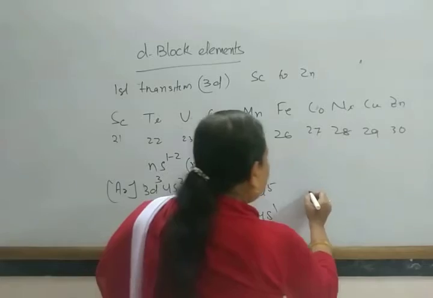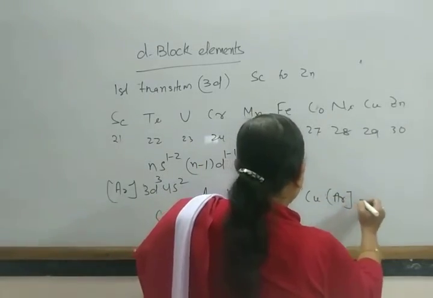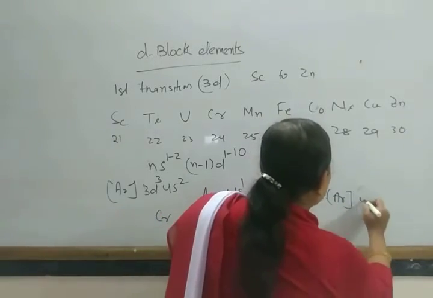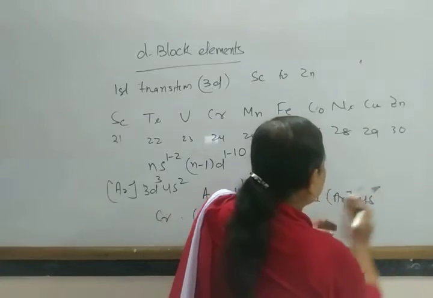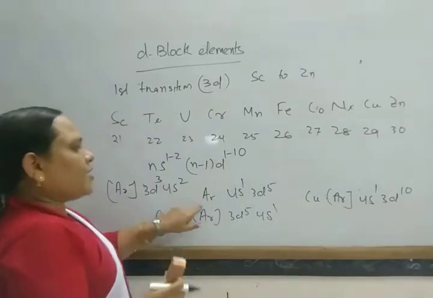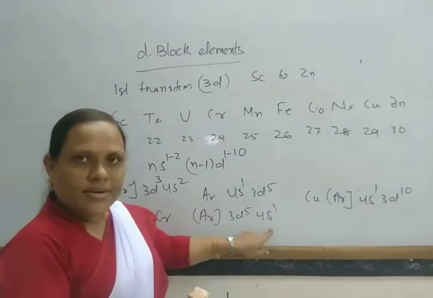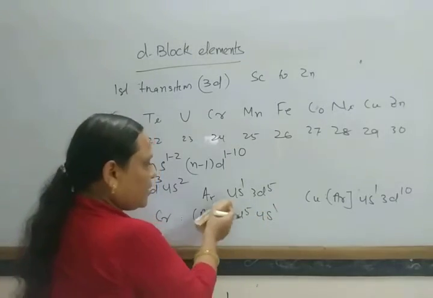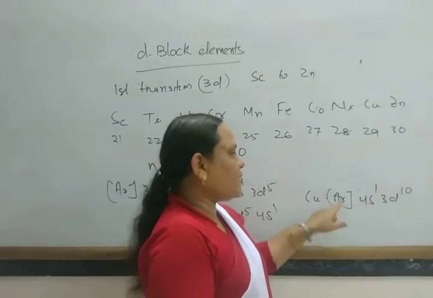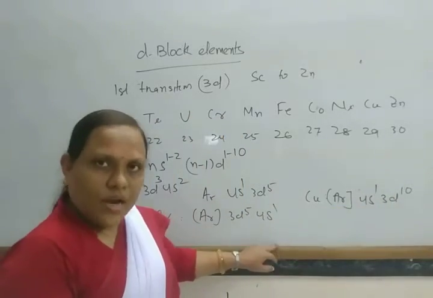And for copper, the configuration is argon 4s1 3d10. So argon 4s1 3d5 for chromium. For the valence shell I am writing here, but actually in the configuration you can write argon 18, 4s1 3d5. Copper has the configuration argon 4s1 3d10. Okay, so that is arranged according to the Aufbau principle.